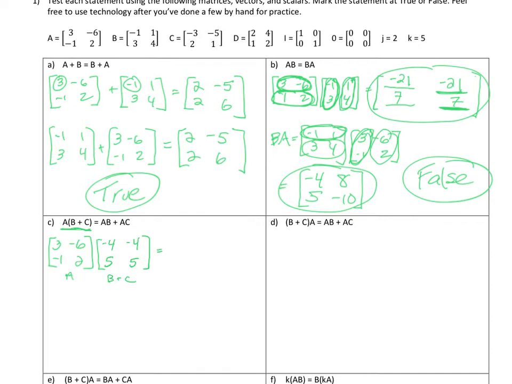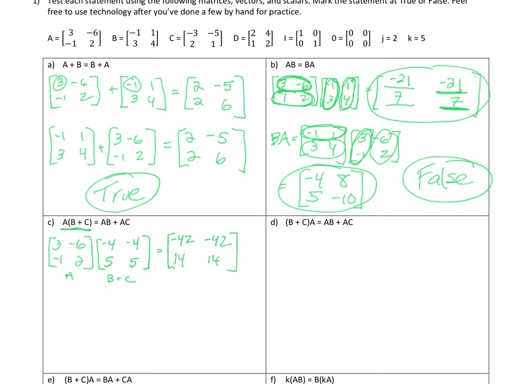All right, so when I multiply these, 3 times -4 is -12. -12 plus -30 is -42. Then 3 times -4, this is the exact same result. I get -42. And then -1 times -4 is 4. 4 plus 10 is 14. And same result for the last entry. 4 plus 10 is 14. All right, that's A times B plus C.